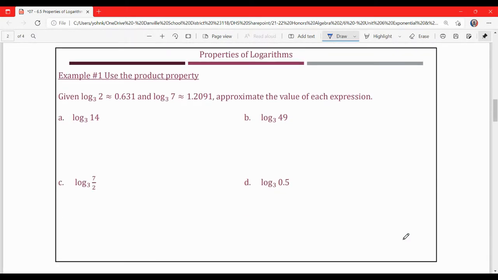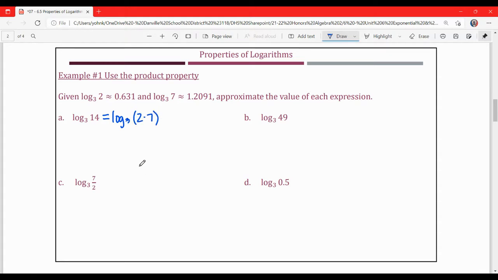Example number 1, given log base 3 of 2 is approximately 0.631 and log base 3 of 7 is approximately 1.2091, approximate the value of each expression. Okay, so first we have log base 3 of 14. Well, I need to rewrite 14 in terms of 2's and 7's, and 2 times 7 is 14. So we're going to rewrite this as log base 3 of 2 times 7.